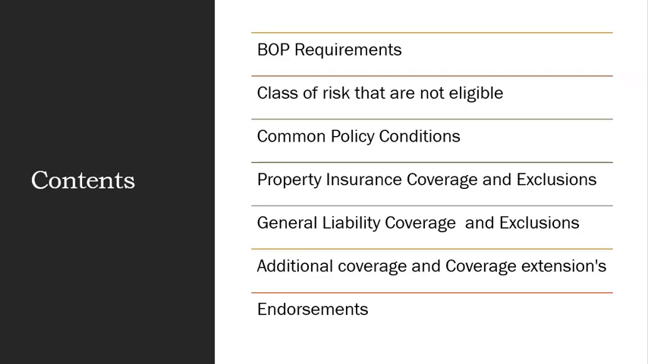So in this video, I'm going to start off with the business owner's policy requirements and what types of businesses are eligible. Then I'll go over the types of risks that are not eligible. After that, common policy conditions, property insurance coverage and exclusions, general liability coverage and exclusions, additional coverage and coverage extensions, and last but not least, endorsements.